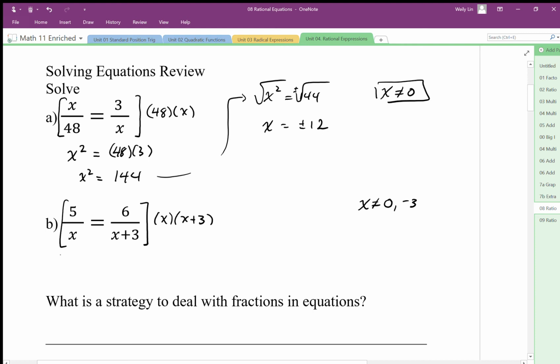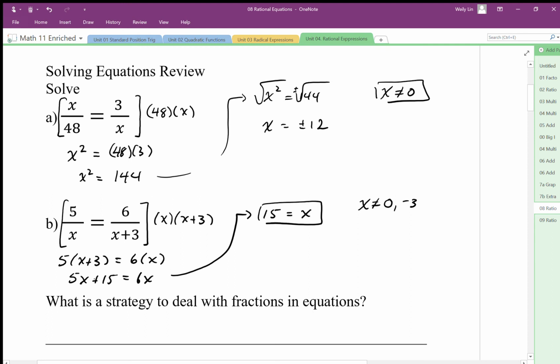So we end up with 5x plus 3. The x plus 3's cancel out, so here we end up with 6 times x. And so we can solve this equation. Solving it, we subtract 5x from both sides, and we end up with 15 equals x. So there's our solution, and again, we should always check it. 5 divided by 15 is 1/3. 6 divided by 18 is 1/3.